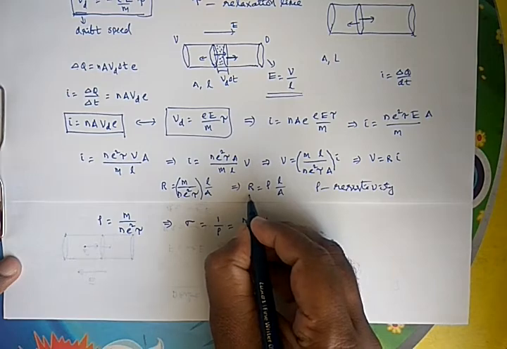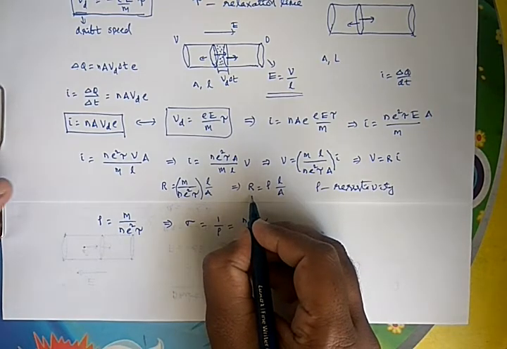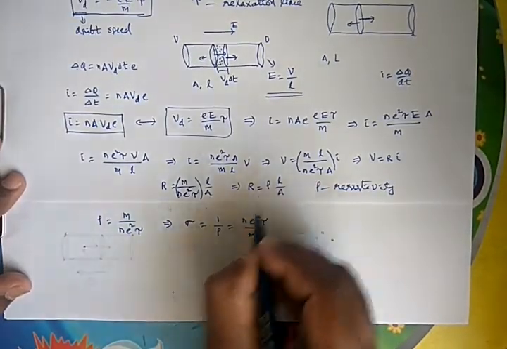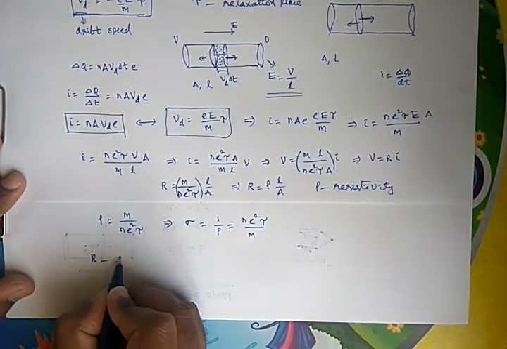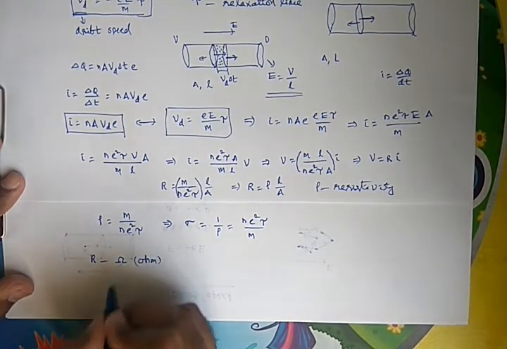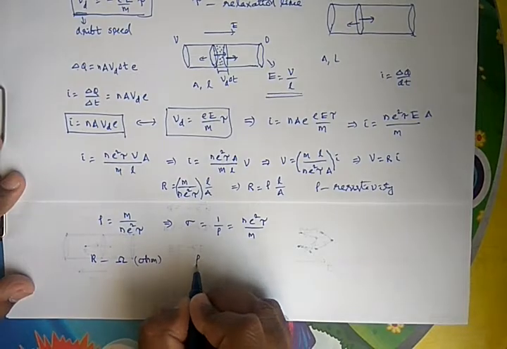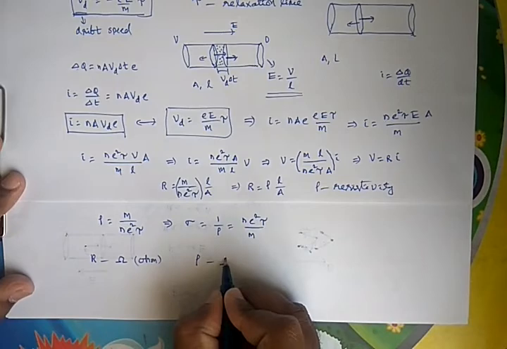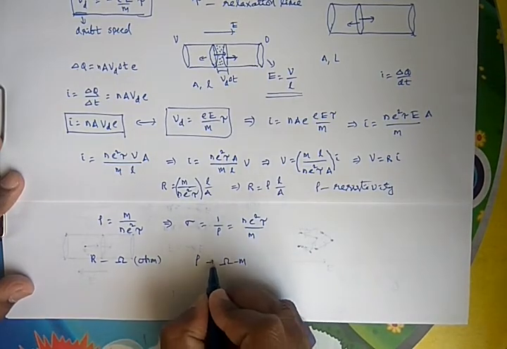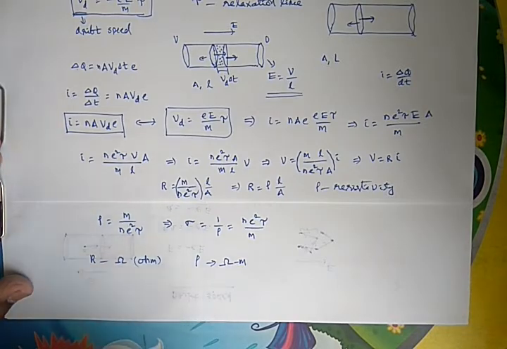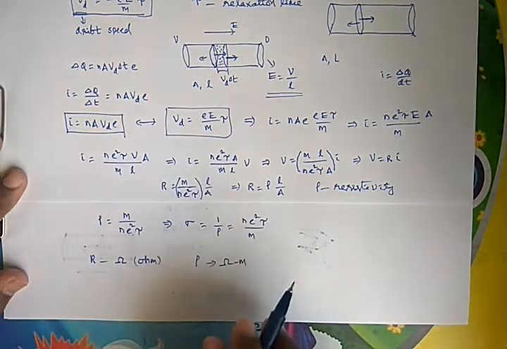You can also write conductance. Conductance equals the reciprocal of resistance. The unit for resistance is ohm, and this is the symbol for ohm. And the unit for resistivity is ohm meter. This is the unit for resistivity, and this is the unit for resistance.